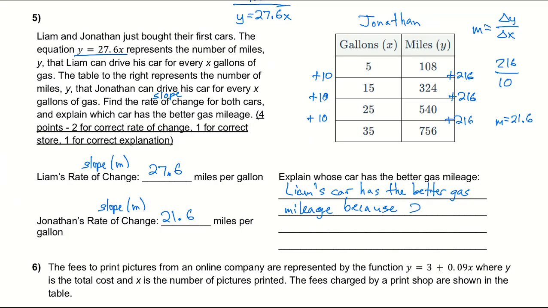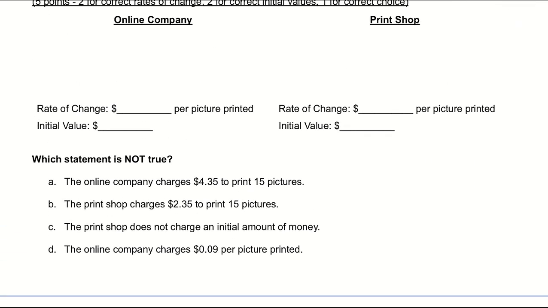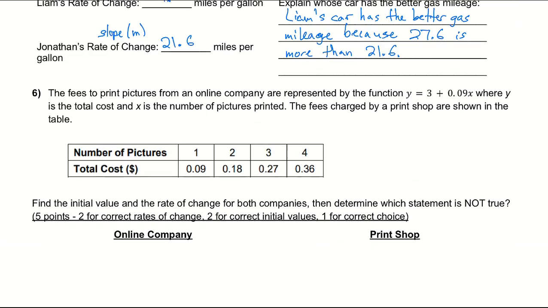I don't know, because 27.6 is more than 21.6. It's just simple knowing what's more, right? All right, and this last question, I believe there's a lot of parts to this last question. So just read it here with me, right?